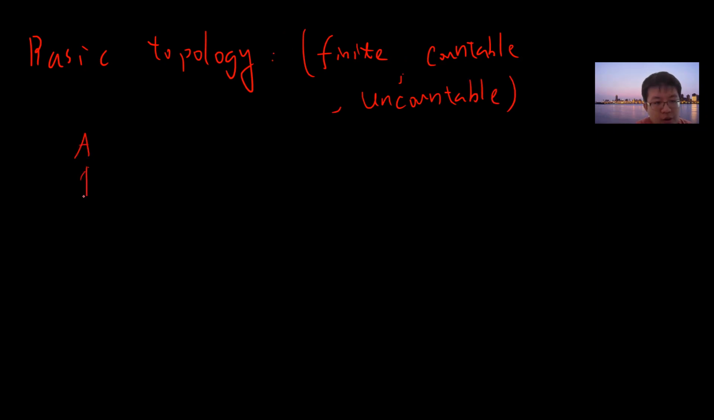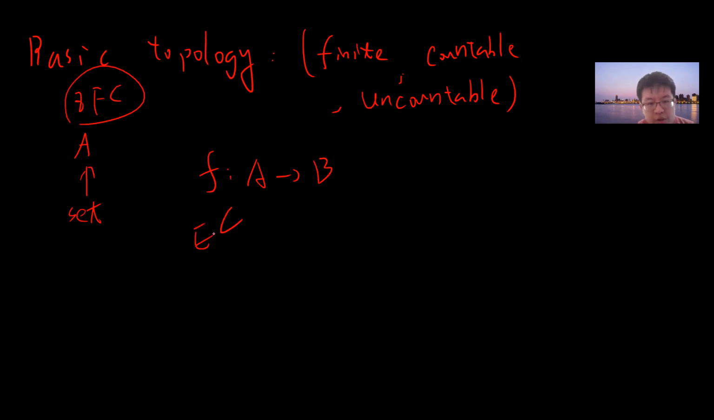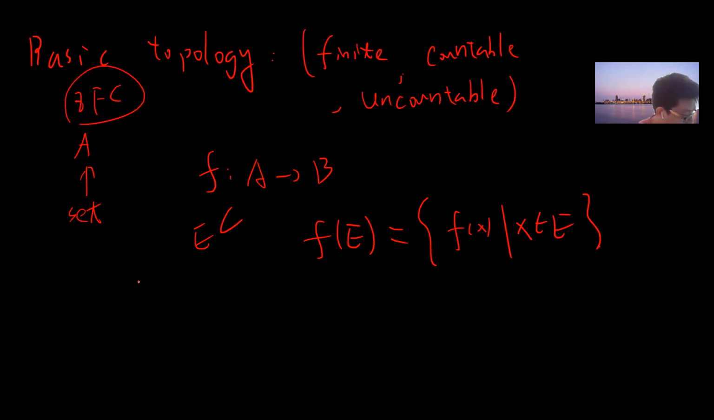I don't want to start from the ZFC set theory system. I believe that all of you know what a set is. I can also talk about a function from set A to B, and if you give me some subset E of A, then I can write f of E, as all f of x where x belongs to E. And I think everybody knows about one-to-one and onto. One-to-one is also called injective, and onto is also called surjective.